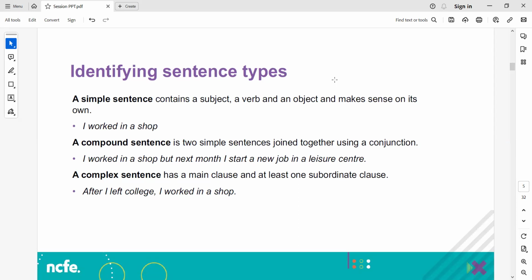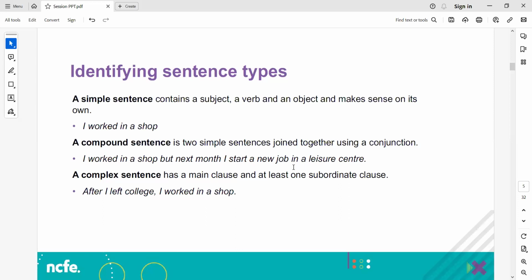Good. A compound sentence is two simple sentences joined with a conjunction. So we've got an example here. I worked in a shop, but next month I start a new job in a leisure centre. So in a compound sentence, it's two simple sentences that make sense independently, and they've been joined with a conjunction. So other examples of conjunctions, this sentence uses but, other examples are and, so, or, because, and so on. So the conjunction is the word that joins the two sentences together to make one sentence. So we've got here, I worked in a shop.